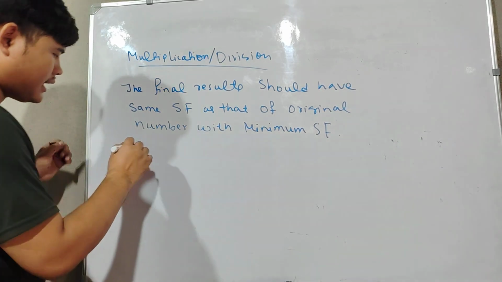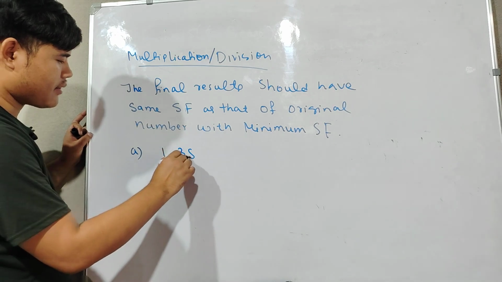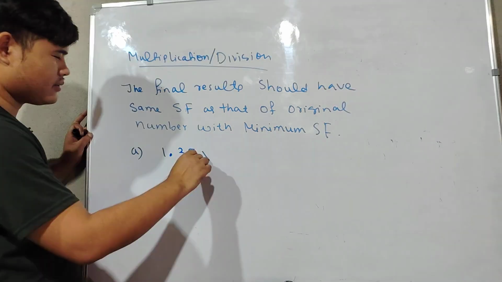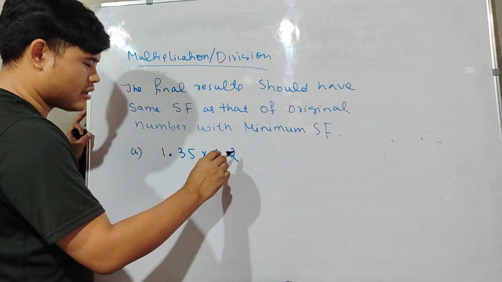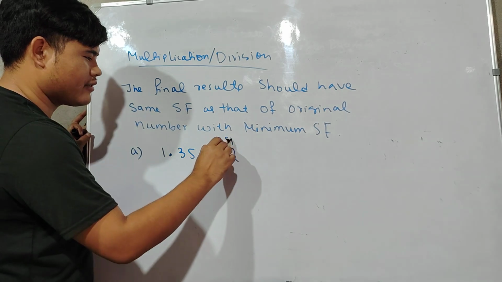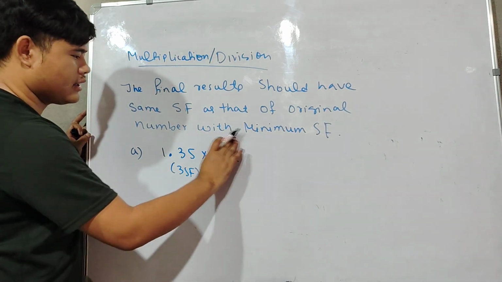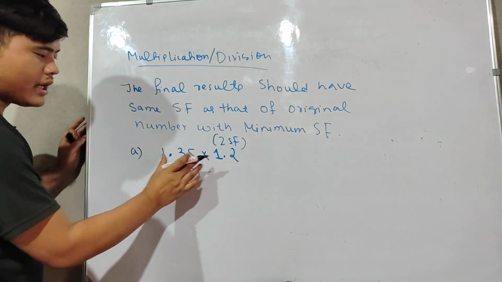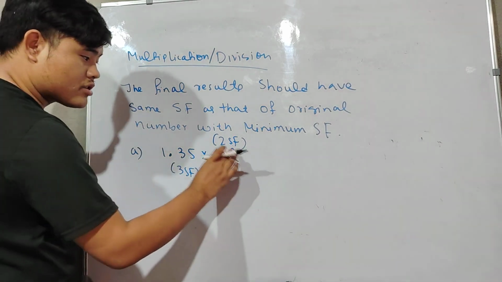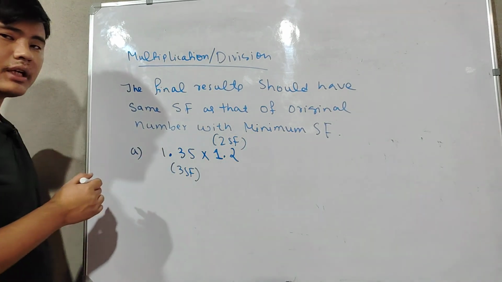Let's take an example. Suppose we have 1.35 into 1.2. How many significant figures here? Three significant figures here, and here two significant figures. Now when the result comes, in the result also there should be only two significant figures, because we have to take the minimum.